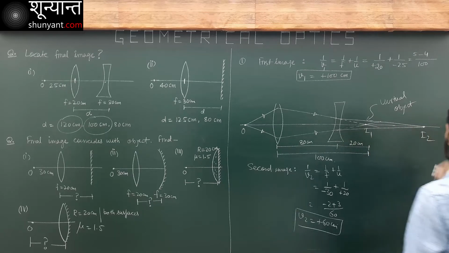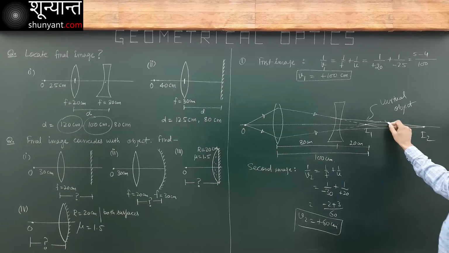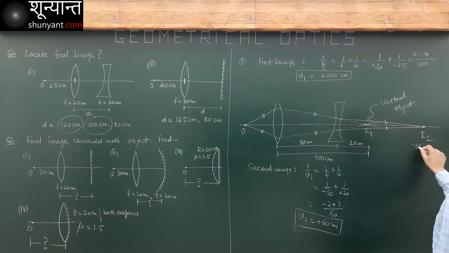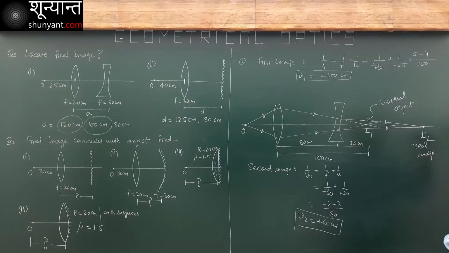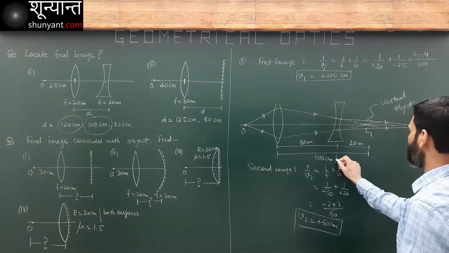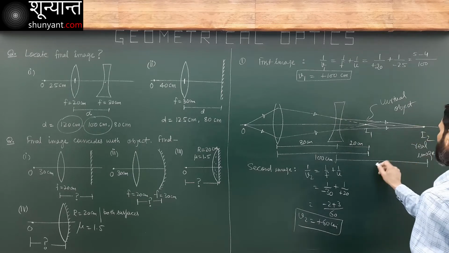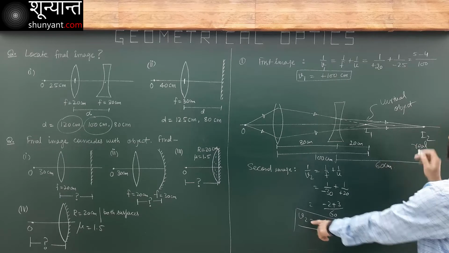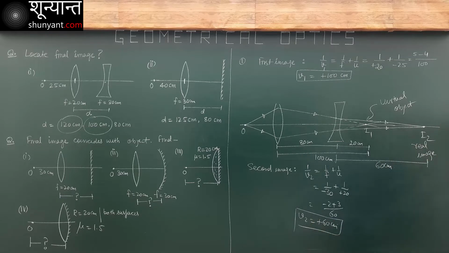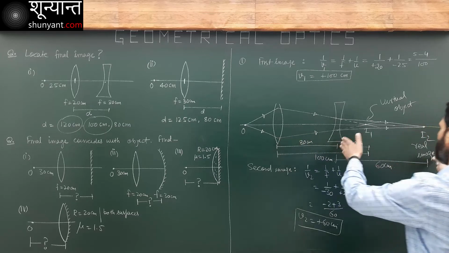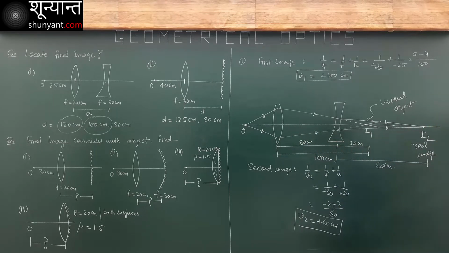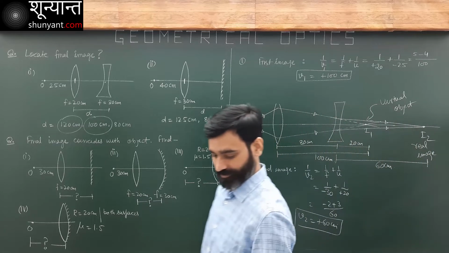Think about it. I am getting a real image from a diverging lens. What will be this distance from here to here? It is going to be 60 centimeter. So what is my answer? 80 here, 80 plus 60, 140.